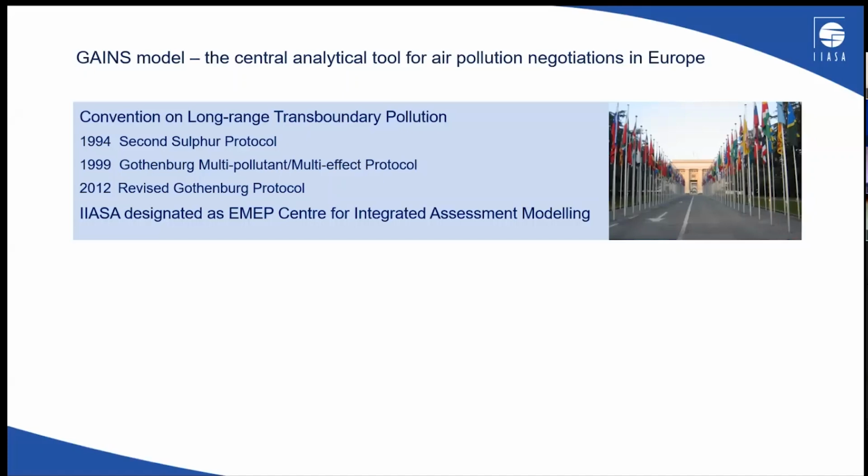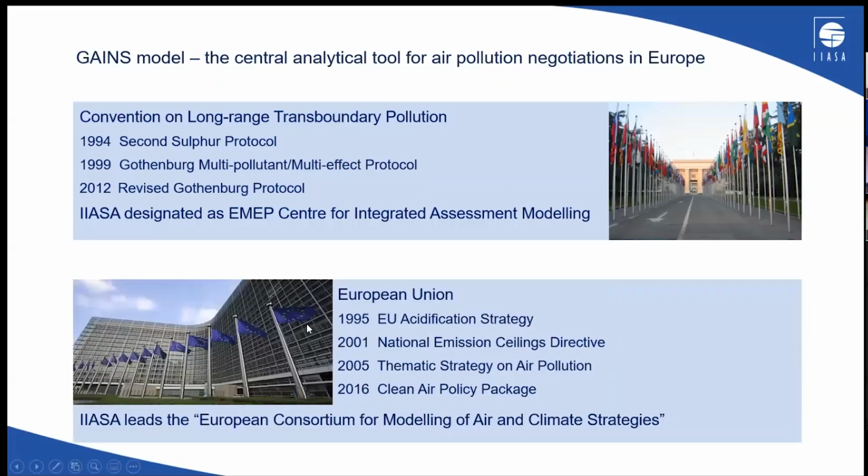And the predecessor of the GAINS model is called the RAINS model, Regional Air Pollution Interaction and Synergies model. It was instrumental in designing important protocols under the Long-Range Transboundary Air Pollution Convention, such as the Second Sulfur Protocol in 1994 and the Gothenburg Multi-Pollutant and Multi-Effect Protocol in 1999. And in 2012, the GAINS was used for the revised Gothenburg Protocol. And IIASA is designated as the EMEP Center for Integrated Assessment Modeling. At the EU level, the GAINS was used for the EU acidification strategy, the NEC directive, and thematic strategy on air pollution and clean air policy packages. And IIASA also leads the European Consortium for modeling of air and climate strategies.